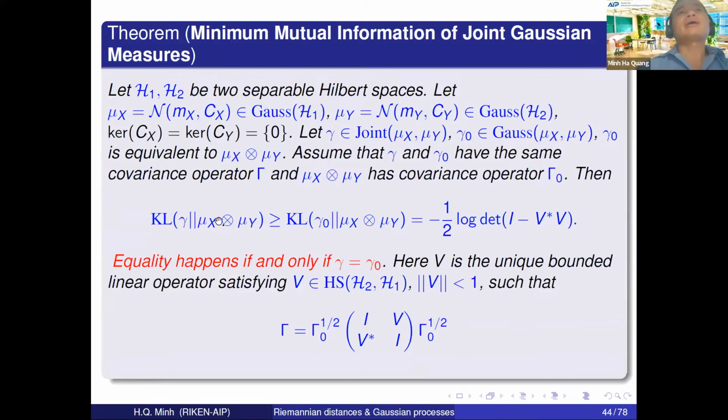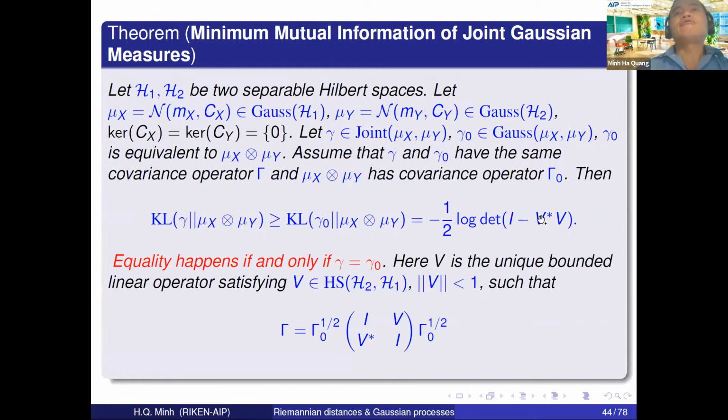Suppose that gamma 0 is a joint Gaussian measure of mu x and mu y, and gamma is another joint measure of mu x and mu y. If they have the same covariance operator, then this quantity is always greater than this quantity, which is given by this formula here. Equality happens if and only if gamma is equal to gamma 0. So the mutual information is minimum for joint Gaussian measures.